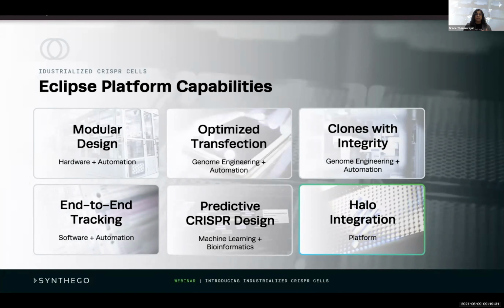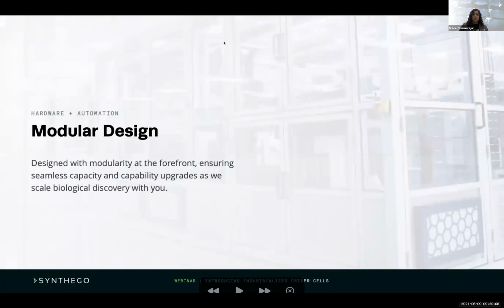The strengths of the Eclipse platform are highlighted here with the five squares you're seeing, and we'll go deeper into each of those capabilities, sharing data from the platform along the way. We'll start with the top three, focusing on the modular design and how that modular design gives us the foundation we need to make quick changes and improvements as they're needed. Let me spend a quick moment on the modular design.